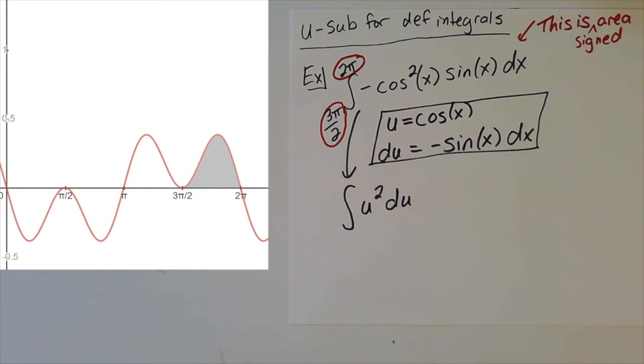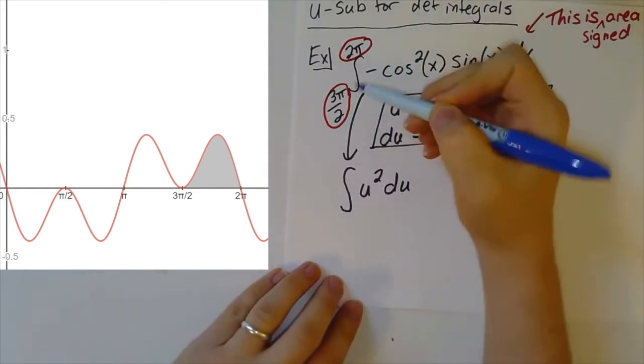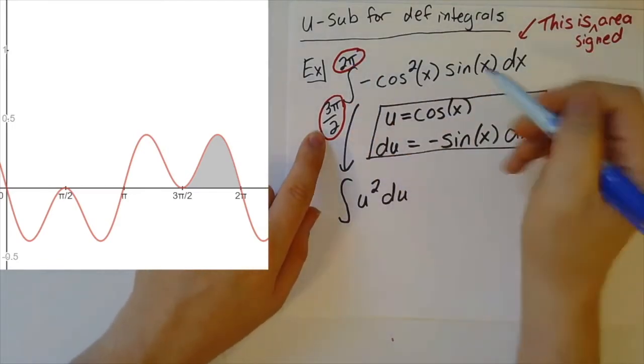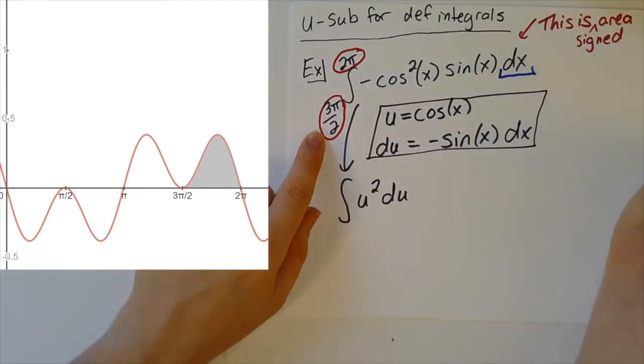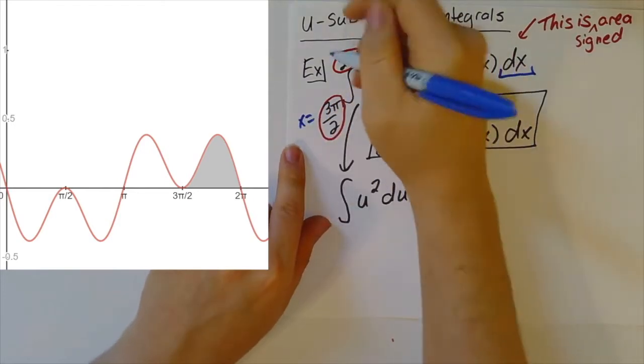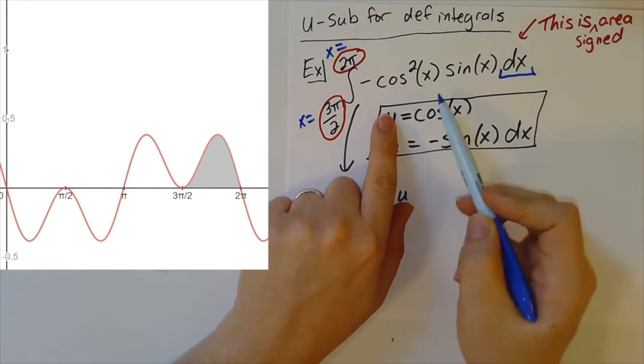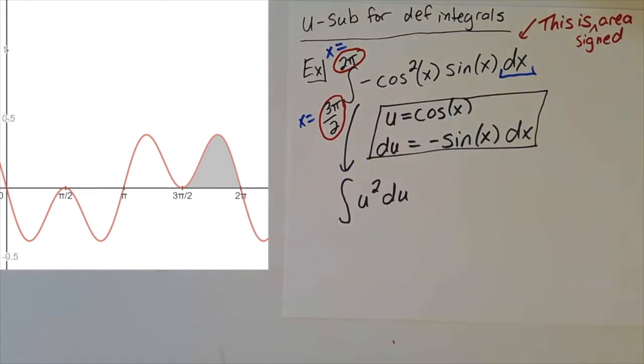So far, everything I've done is exactly the same as what I had done with indefinite integrals. The only thing that's different is now I have these limits floating around. And I want to remind you that these limits are very definitely framed in terms of the variable x. Namely, these limits are telling me where on the graph of minus cosine squared of x times sine of x to find the region whose area I'm finding: between 3 pi over 2 and 2 pi.